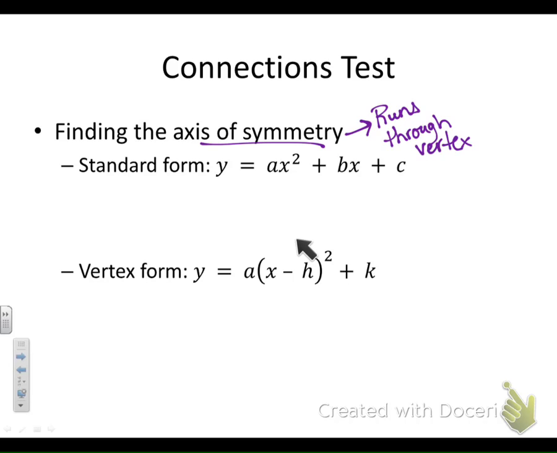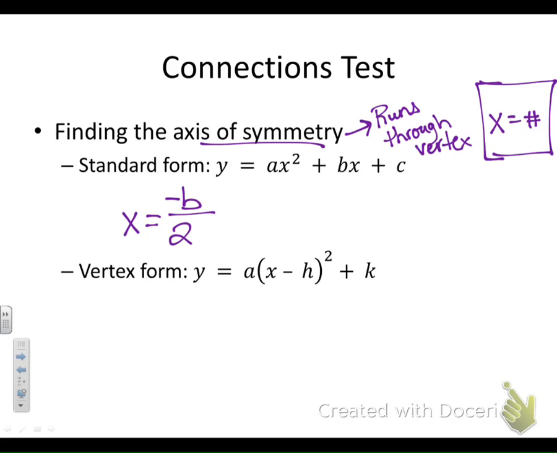If I know what my x-coordinate is, because it's going to be a vertical line, that's going to be my axis of symmetry. So here's what I'm looking for every single time: x equal to a number. I put a little bracket on there. That's not part of the answer, I'm just separating the two thoughts. That specific number is going to be the x-coordinate of my vertex.